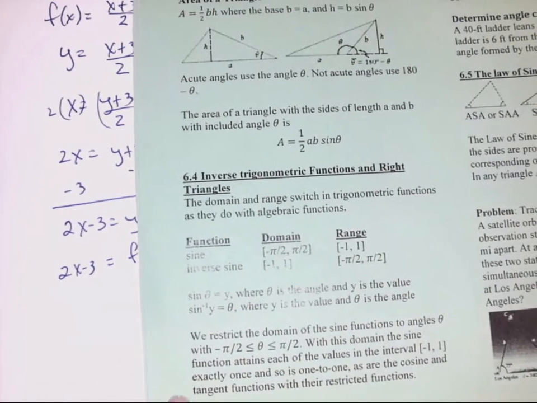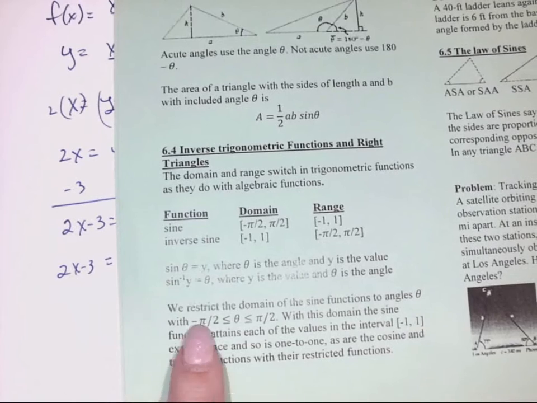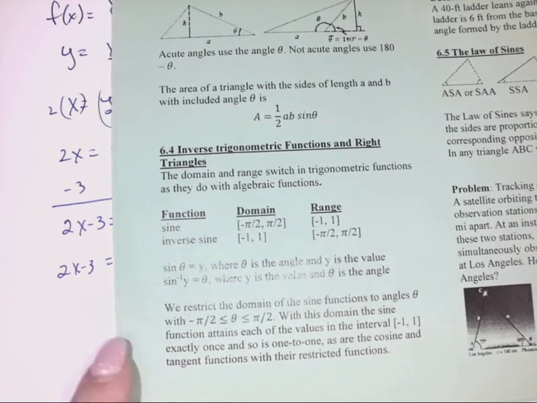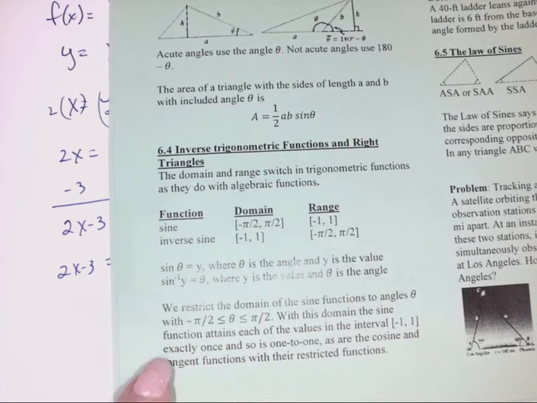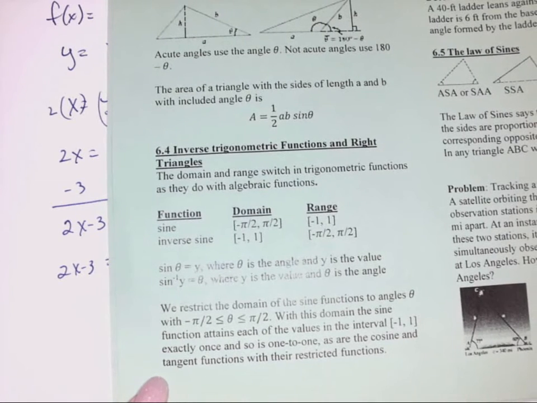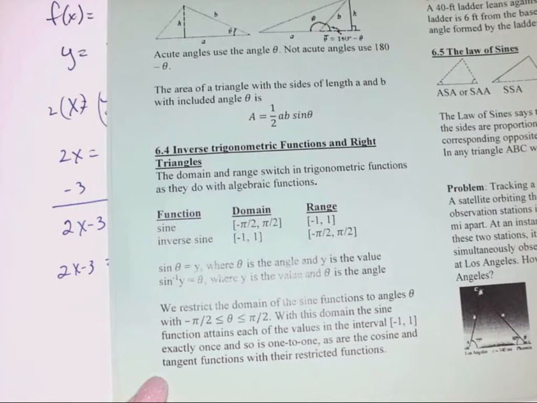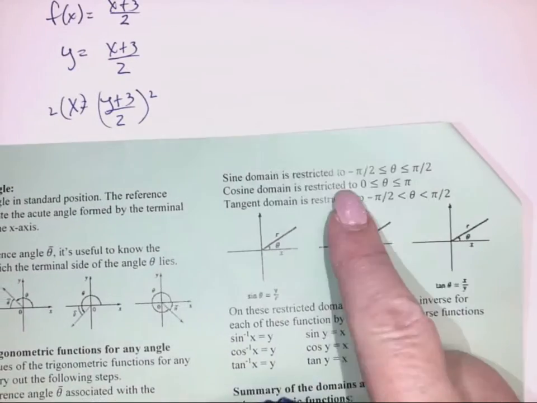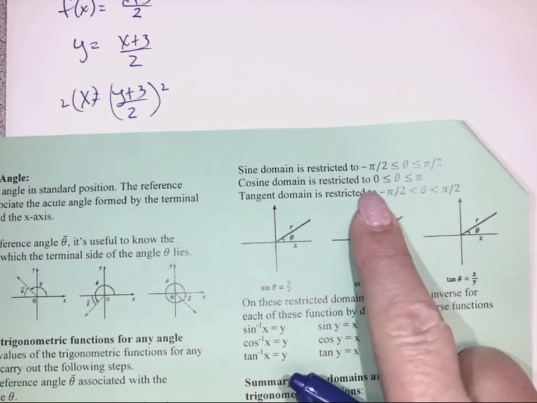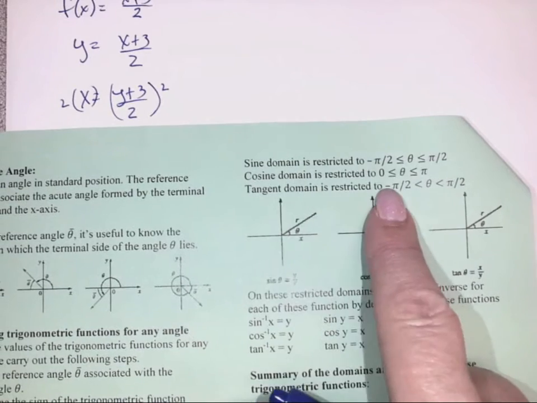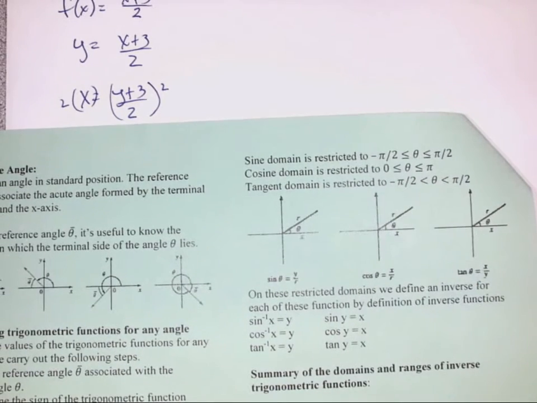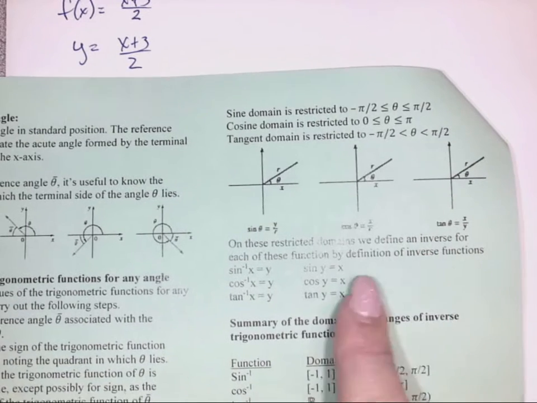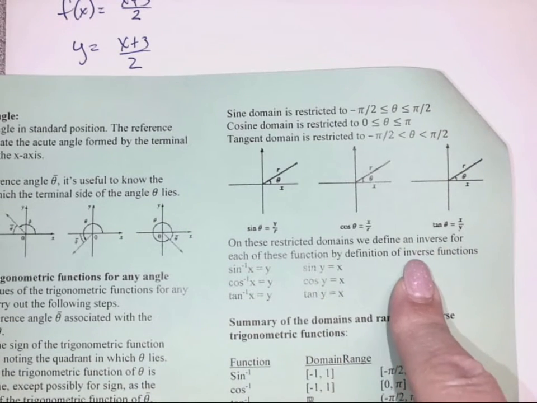We will restrict the domain of the sine function to angles between those. With this domain, the sine function attains each of the values in the interval from negative 1 to 1 exactly once, and so it's 1 to 1, as are the cosine and tangent functions with their restricted domains. So the cosine domain is restricted from 0 to pi, and tangent is from negative pi over 2 to pi over 2 as well. So on these restricted domains, we define an inverse for each function by the definition of inverse functions.